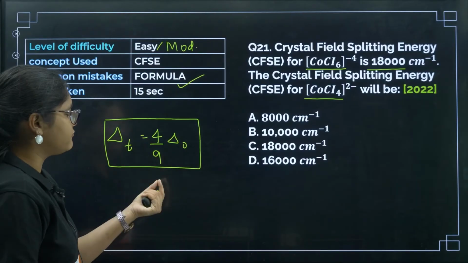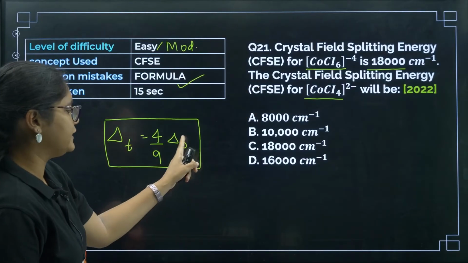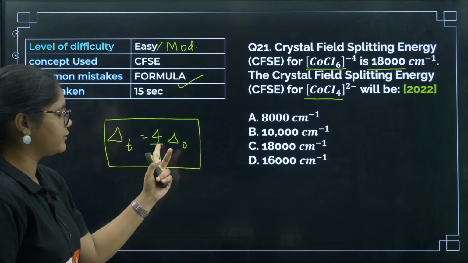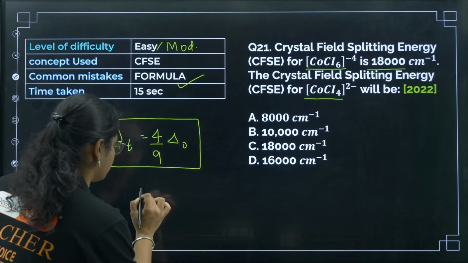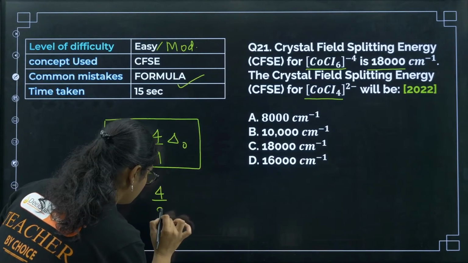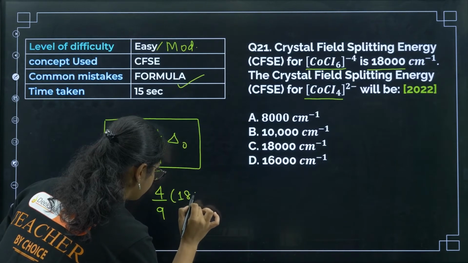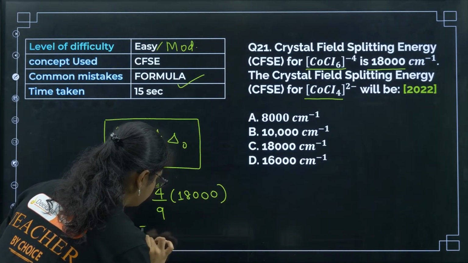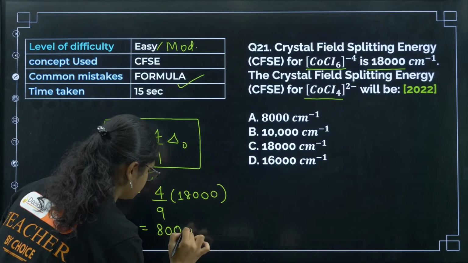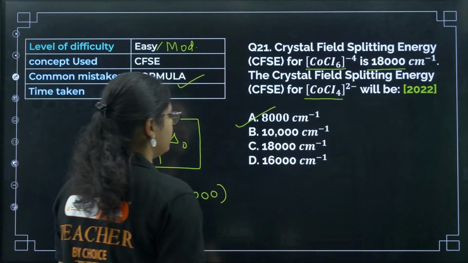Now if I put in the value of delta O, 18,000, I need to put it here. So 4/9 of 18,000 will give me 8,000. So the correct answer will be option A here.